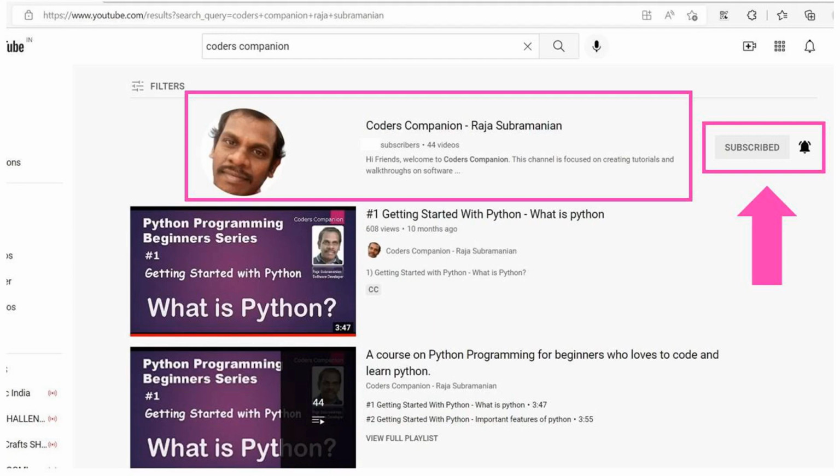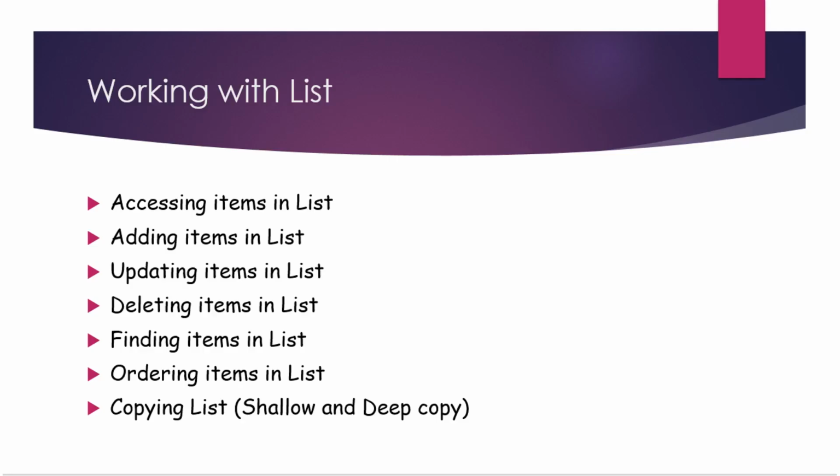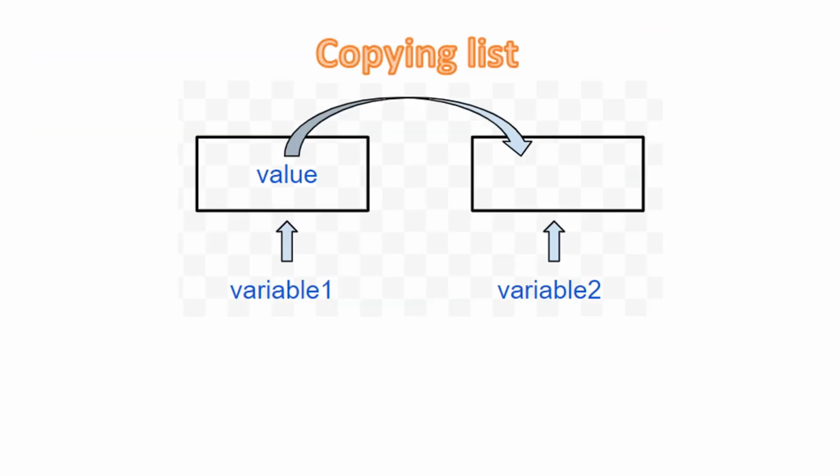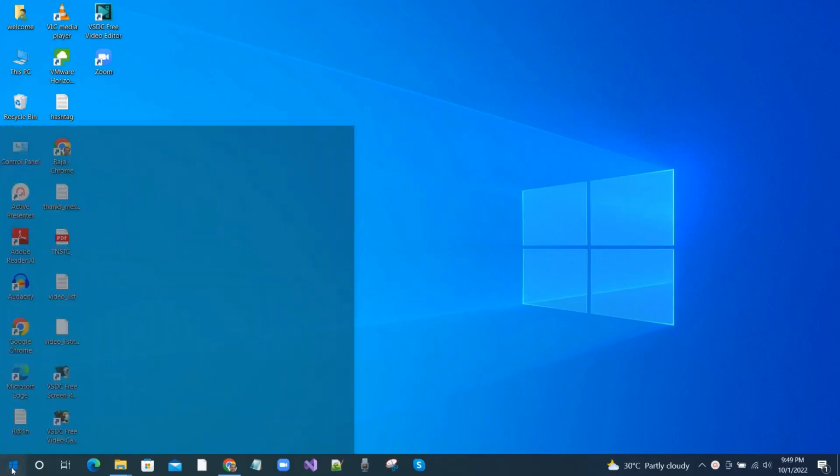Let's get started. These are the subtopics in working with list. In this video, I am going to cover the last topic, copying list, shallow and deep copy. Making a copy of a value from one variable to another is called copy. We can copy list using various methods. Let's copy list using slicing method first.